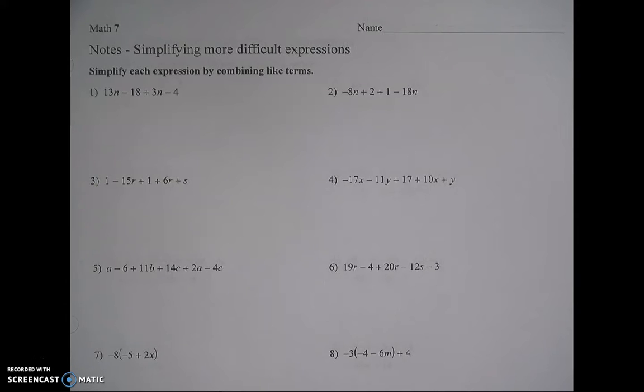Alright, so today we're going to continue simplifying expressions. We're just going to look at some that have a couple more steps, or maybe we could consider more difficult, but I think difficult's a funny word for this. It just is more involved. I don't necessarily think it's more difficult in terms of how hard it is to get the right answer. There's just a little more involved.